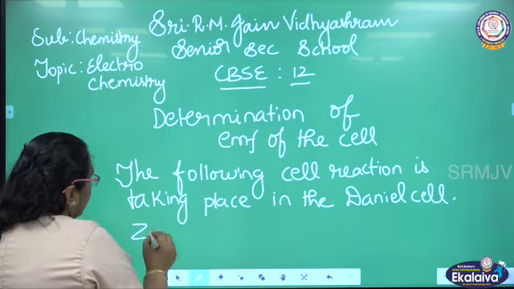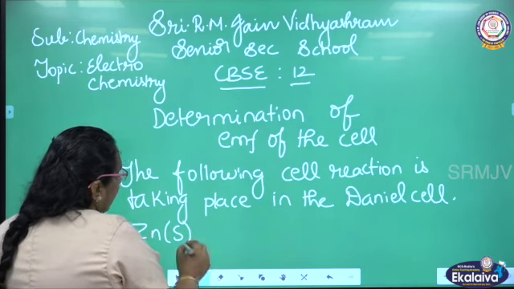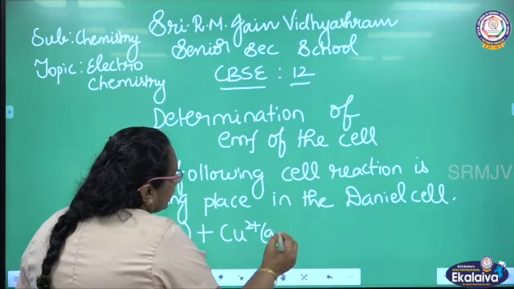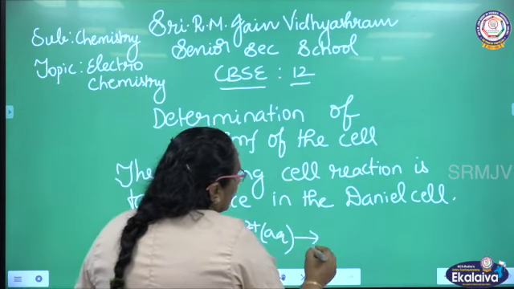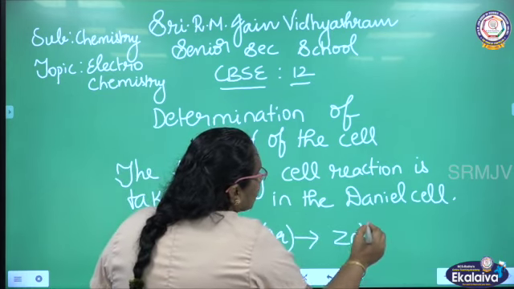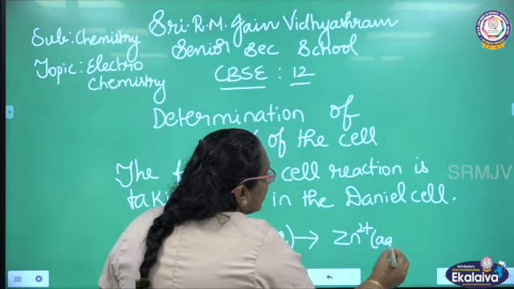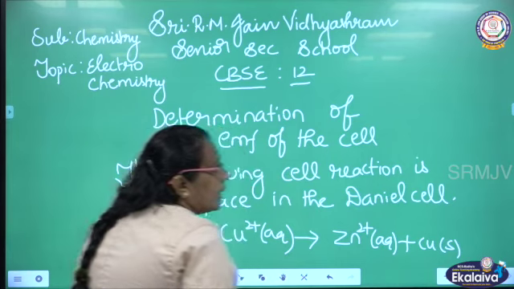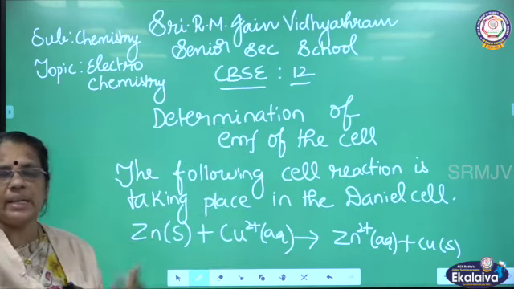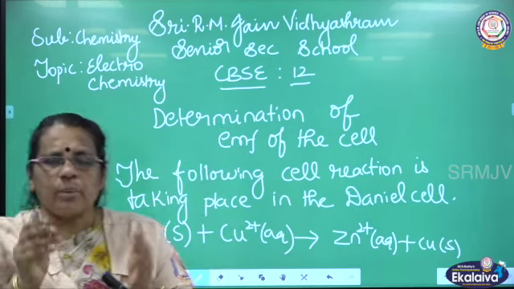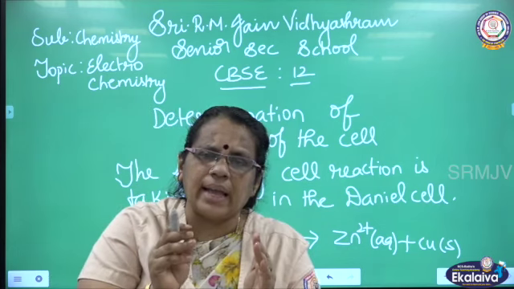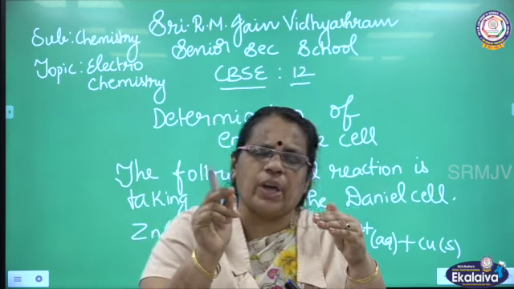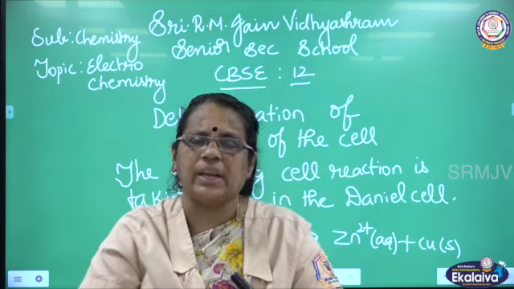For example, zinc solid plus copper 2 plus aqueous gives zinc 2 plus aqueous plus copper solid. So, this is the cell reaction that is taking place in the Daniell cell. I am going to take the cell reaction that is taking place in the Daniell cell. Based on this, we are going to calculate the EMF of the Daniell cell.